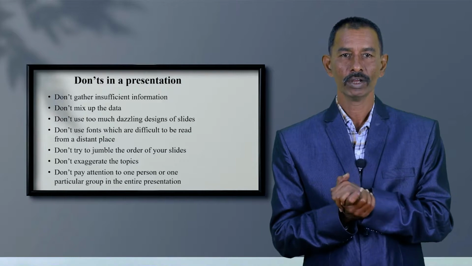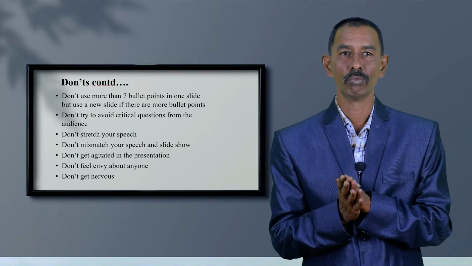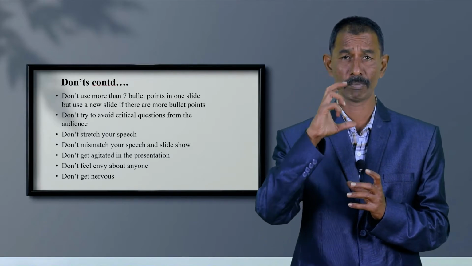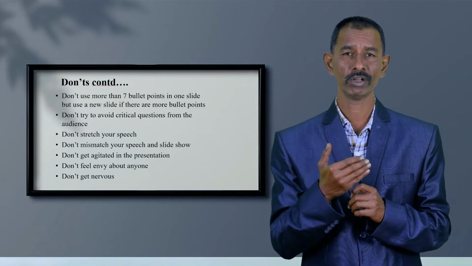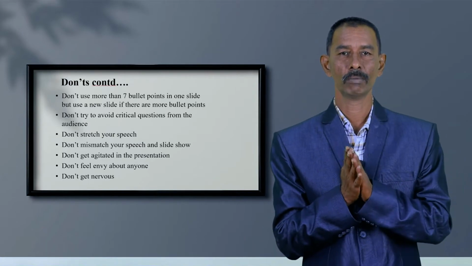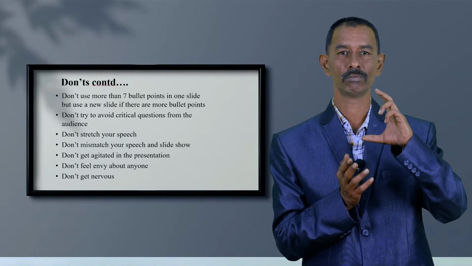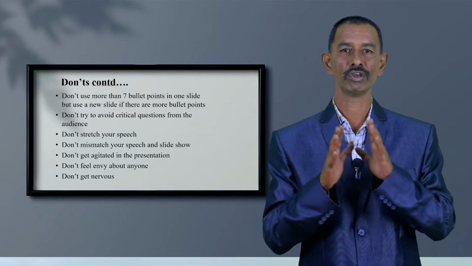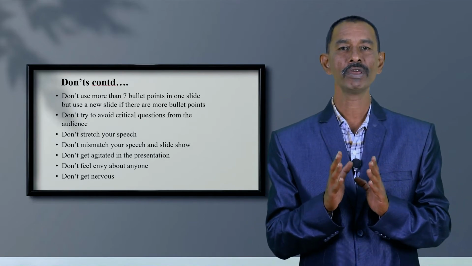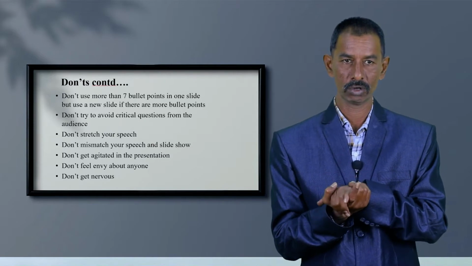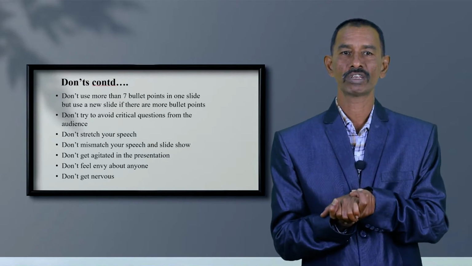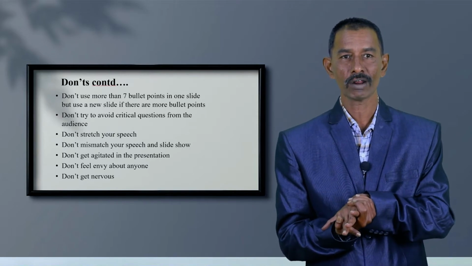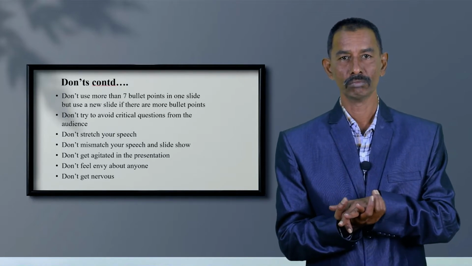Next, don't use more than 7 bullet points in one slide. Whenever you prepare a slide and add bullet points, make sure they do not exceed 7. A maximum of 7 is acceptable, so that when you present it on the screen, it will be readable for the audience. Use a new slide if there are more than 7 bullet points.